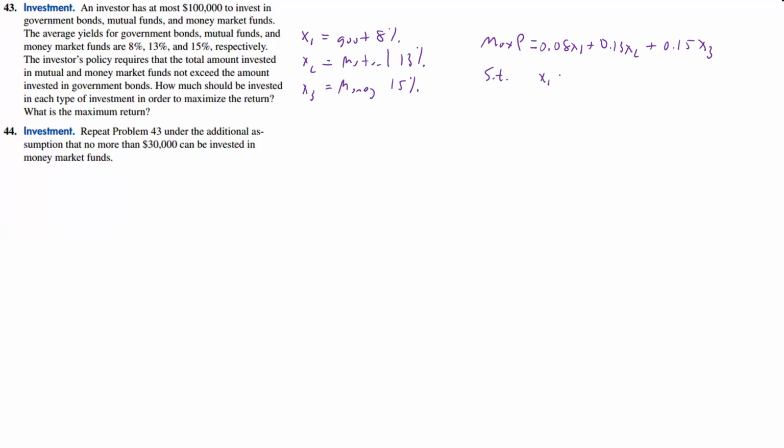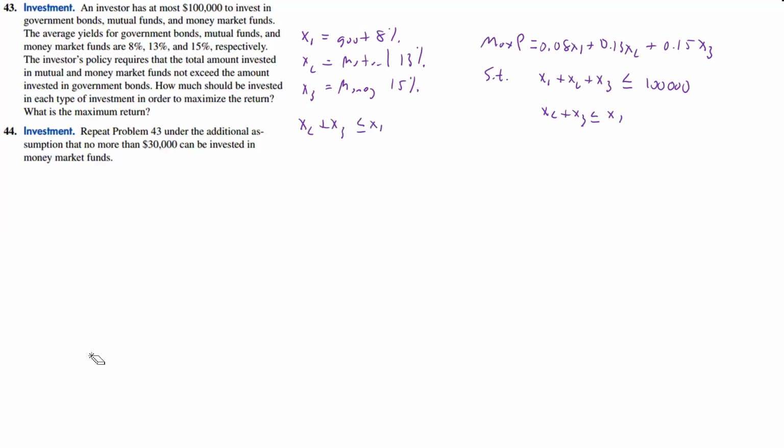We know that the total x1 plus x2 plus x3 has to be less than or equal to the $100,000. And we know that when we add two of them together, mutual and money market added together, it cannot exceed the government bonds. So x2 plus x3 has to be less than or equal to x1. Now, the key here is, does that make sense in how we normally write these? Not really. So maybe let's write that over here: x2 plus x3 less than or equal to x1.